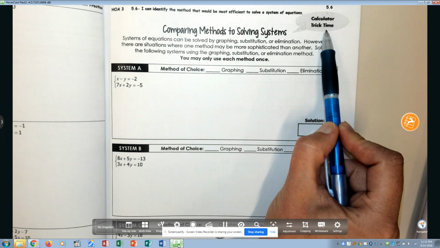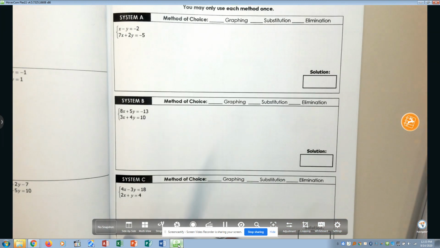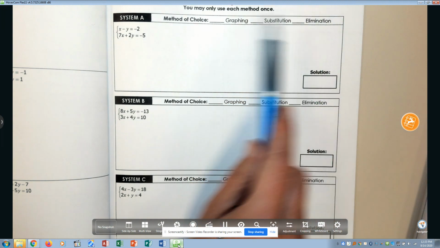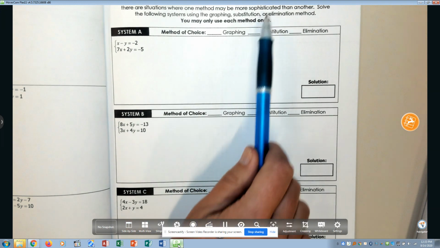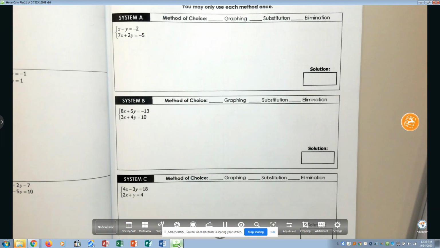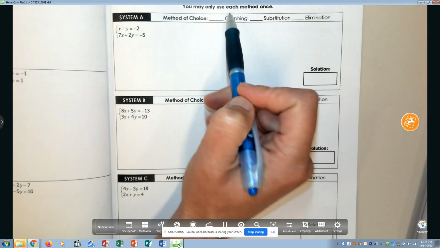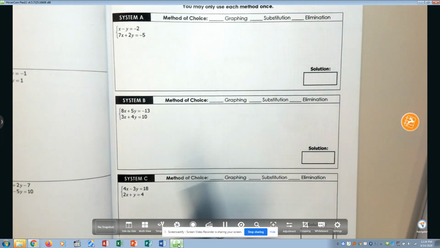So before I teach you the trick, I want you to think about these three systems. You have three options of solving: graphing, substitution, or elimination. I want you to think about which system would be best to use each method. You can only use each method once. So right now, in your Edpuzzle, you're going to say to me, System A matches graphing, substitution, or elimination. System B matches graphing, substitution, or elimination. System C matches this, this, or this. You can only use each method once.